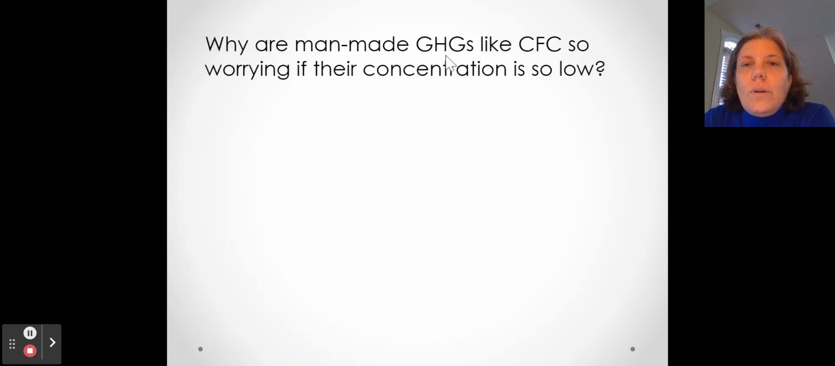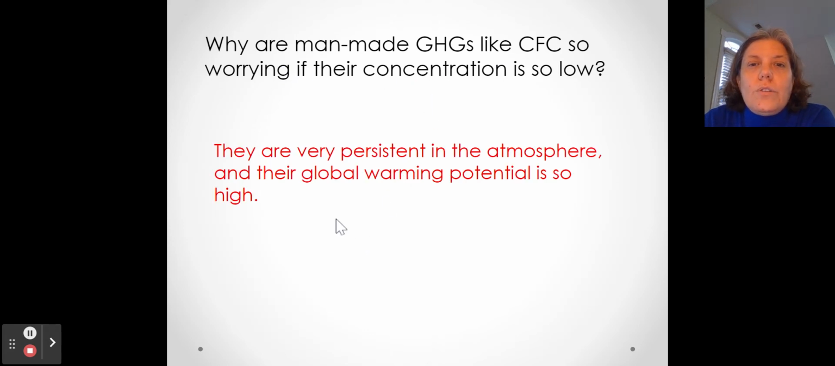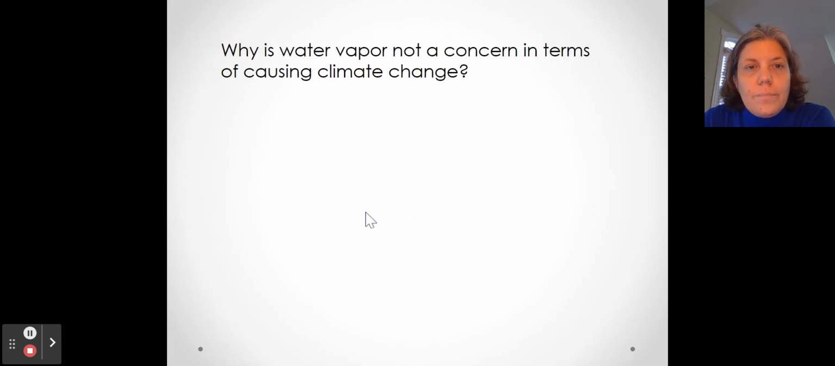Okay, why are man-made greenhouse gases like CFC so worrying if their concentration is so low? It's because their warming potential is so high and they're very persistent in the atmosphere. So if we were to increase our CFCs in the atmosphere by a tremendous amount, we would not only hurt the ozone layer, but we would also contribute to global warming.